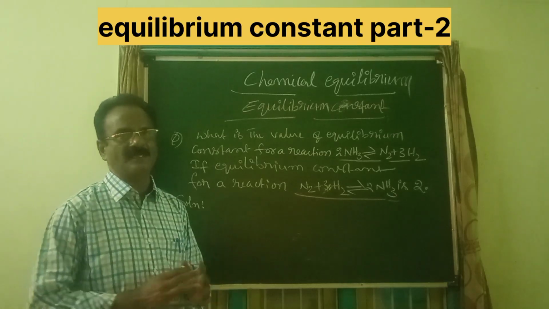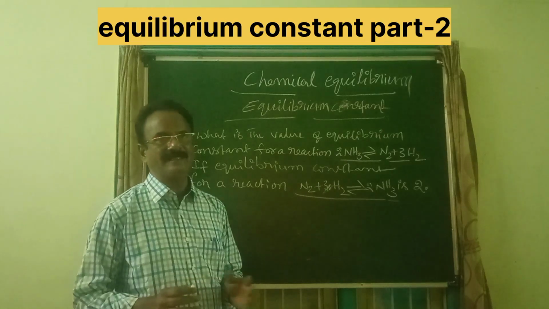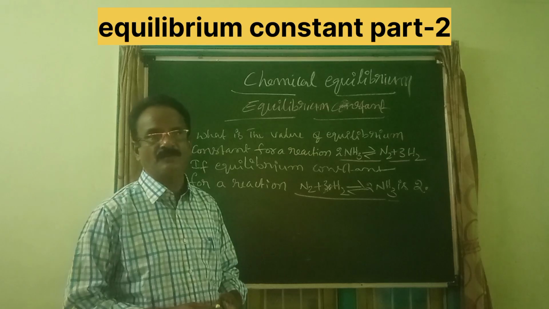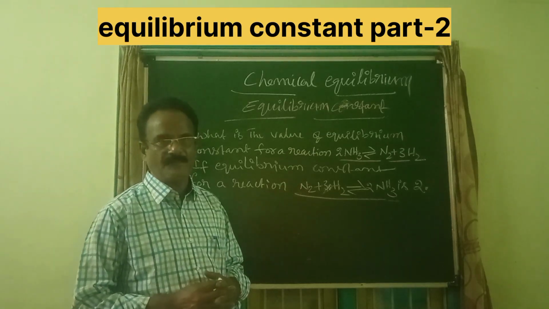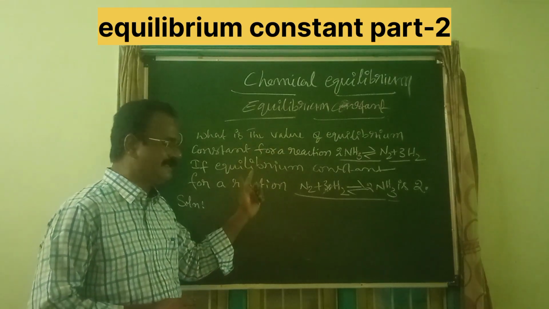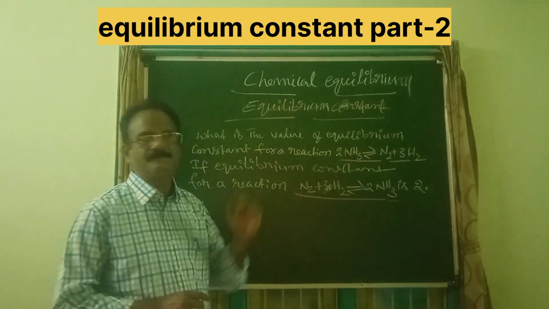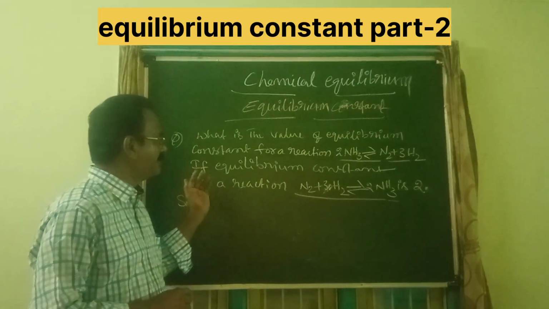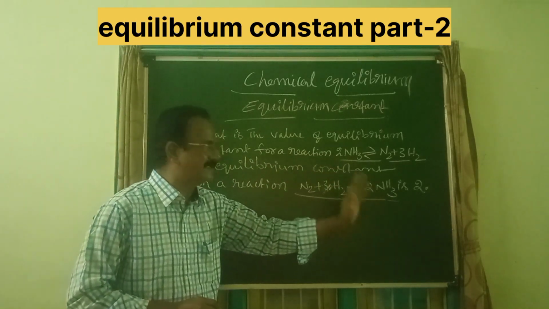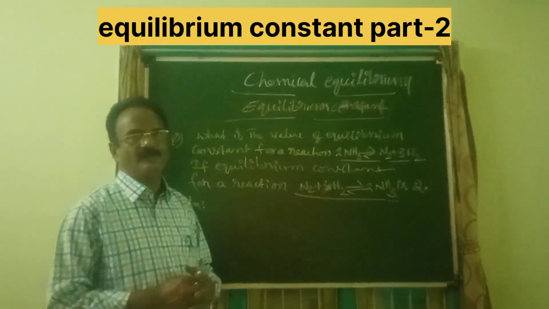Now let us solve one example. See what I did here: I have replaced A gives rise to B and B gives rise to C with the particular given substances. In this problem, let us see what is the value of equilibrium constant for the reaction 2NH3 gives rise to N2 plus 3H2, if equilibrium constant for the reaction N2 plus 3H2 gives rise to 2NH3 is 2. Is it clear? Now let us see what will happen.